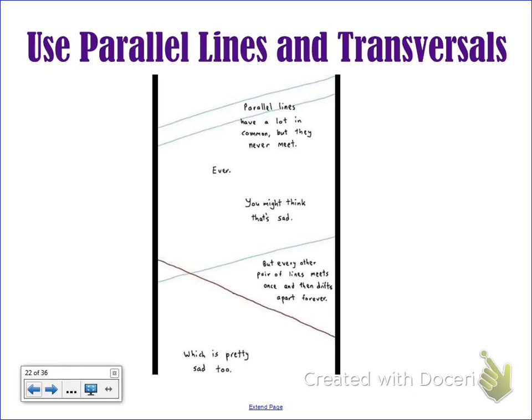Today we'll be talking about parallel lines and transversals. Previously we've talked about transversals meeting a pair of lines and the kind of angles they form. Today we're going to talk about specifically what happens when I have parallel lines.